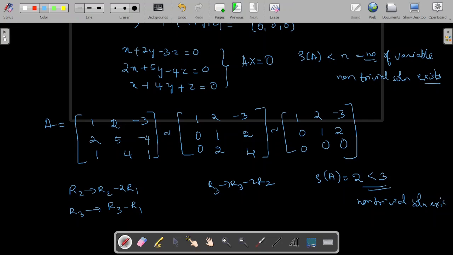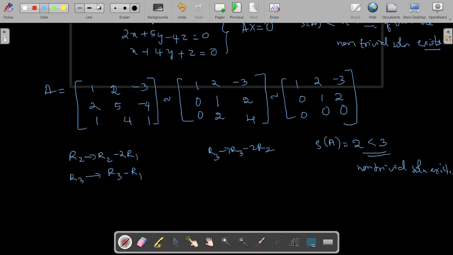So a non-trivial solution exists. Therefore, how to find that non-trivial solution? Now this column corresponds to x, this to y, and this to z. Pivot means the first non-zero entry of any row. This is the first non-zero entry of the first row. This is called a pivot. There is a pivot in the first column. Now this is the first non-zero entry of the second row. The third row does not have any first non-zero entry. So this is the pivot of the second row.